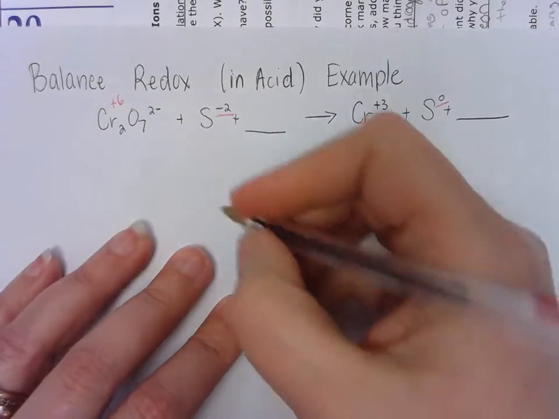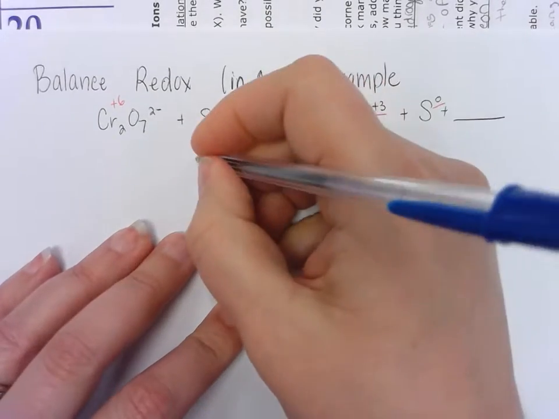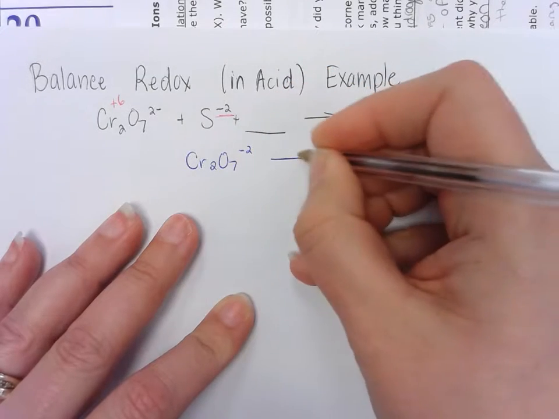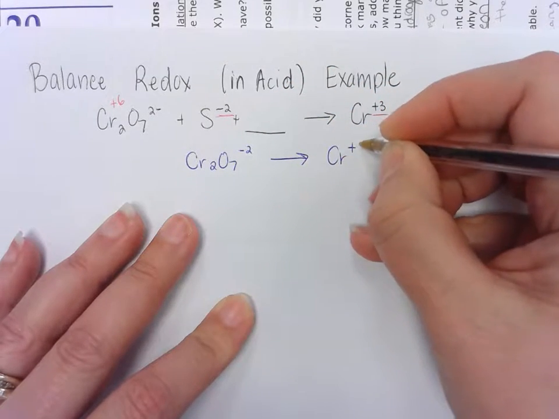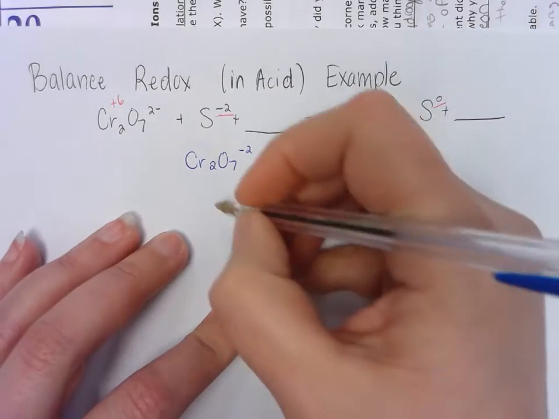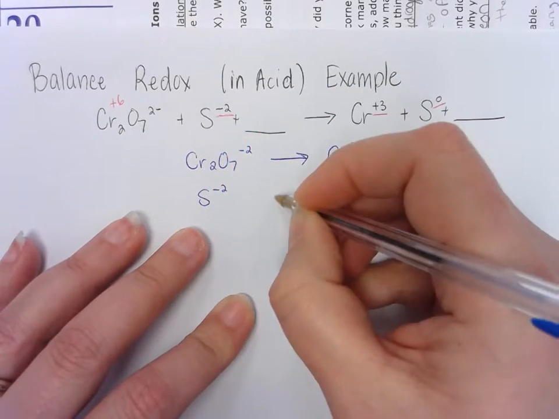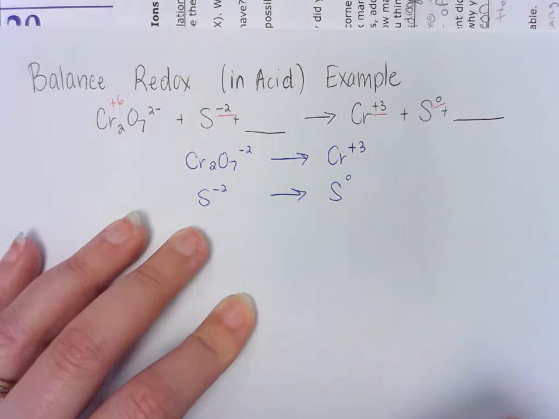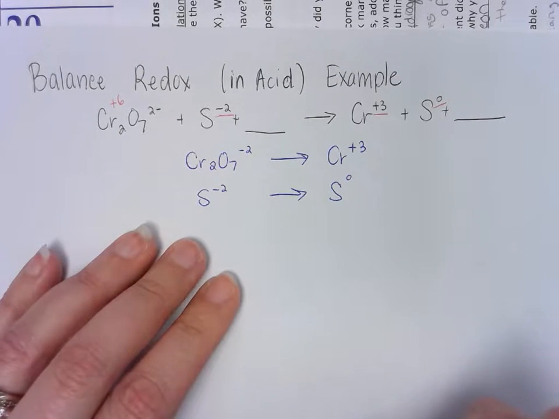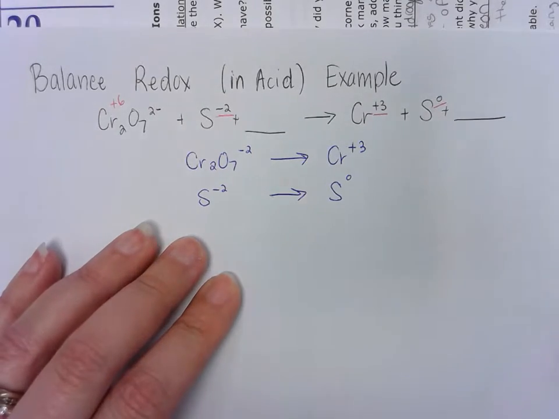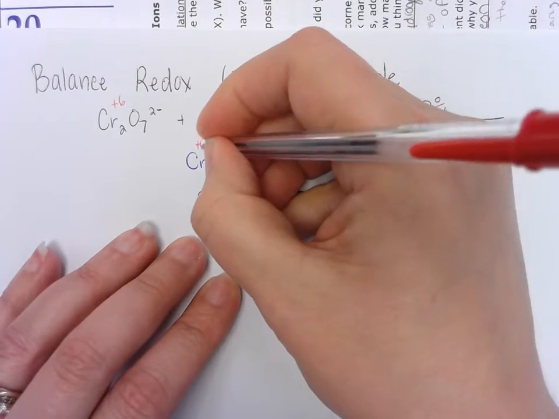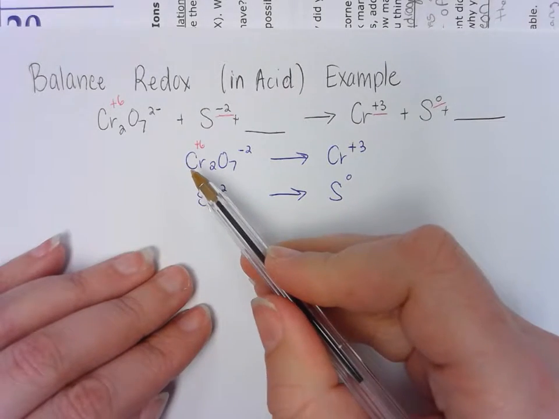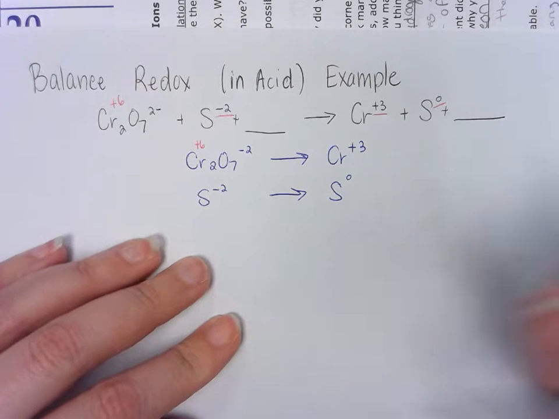So now that we know the charges, we need to break it into our 2 halves so that we can see how the electrons are going to transfer. So we have Cr2O7 -2 going to the chromium ion, the +3 charge, and we have our sulfur ion, which will change to sulfur neutral. So I like to carry along my charges to help me remember what I'm doing, so that whenever I go to do the electrons, I can see how many I need. So the chromium in the dichromate is a +6.